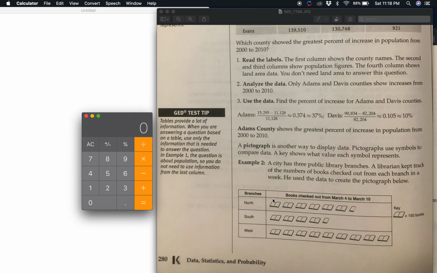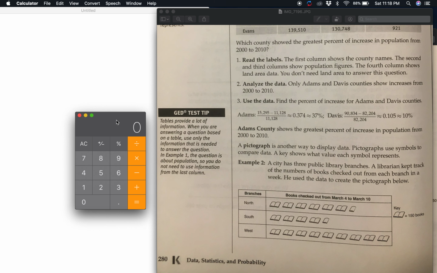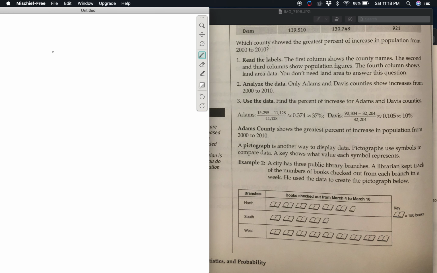So here we have, okay, it shows here that each of these symbols represents 150 books. So we have 6.5 of them. A half of 150 we know is 75. So we could just do this: 1, 2, 3, 4, 5, 6.5, because 0.5 is a half. 6.5 times 150 equals 975.